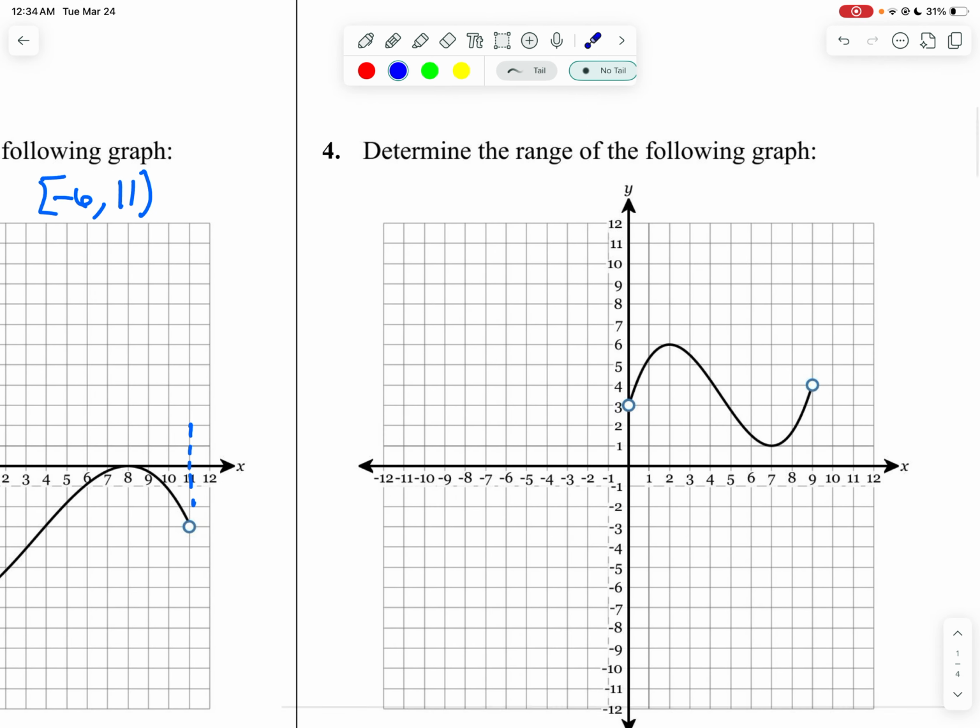Okay, same thing here. The lowest of the low is 1. And the highest of the high is 6.